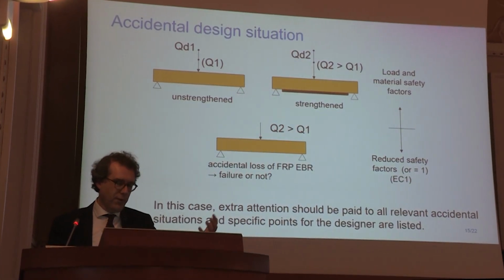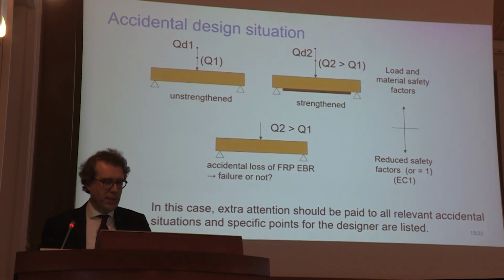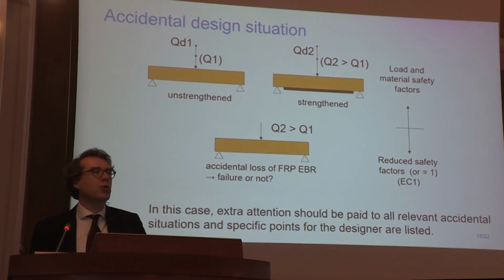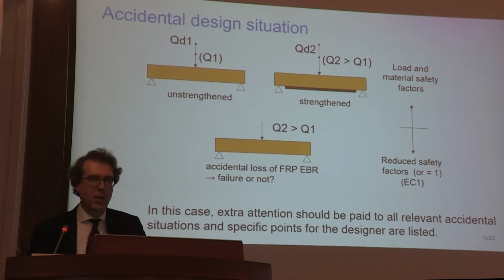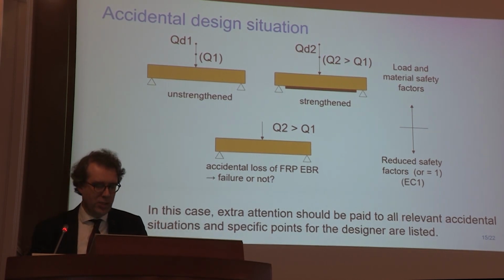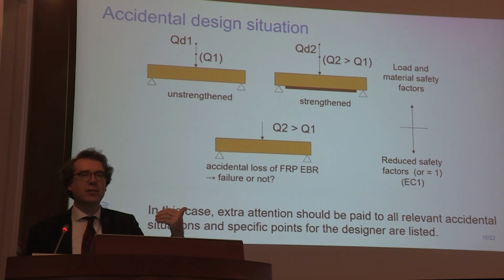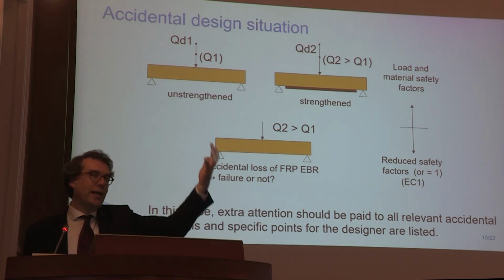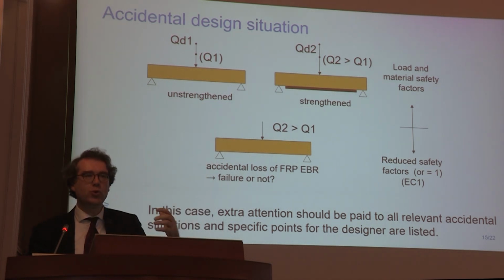It's gone, then you have accidental loss of the FRP, while still this high load Q2 is acting on your beam. You do an accidental situation verification, which means that you can do the calculation with safety factors equal to 1. In low strengthening degrees, your beam will not collapse in an accidental situation. If you target high strengthening degrees, so if Q2 is much higher than Q1, you might end up in a local collapse of your beam.